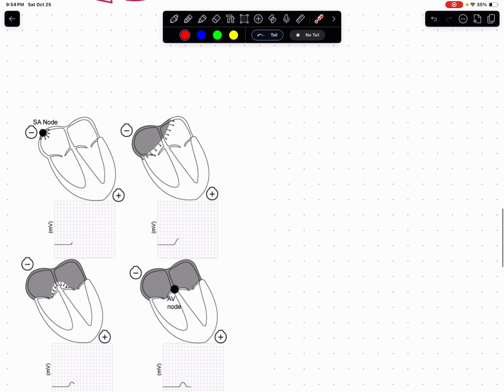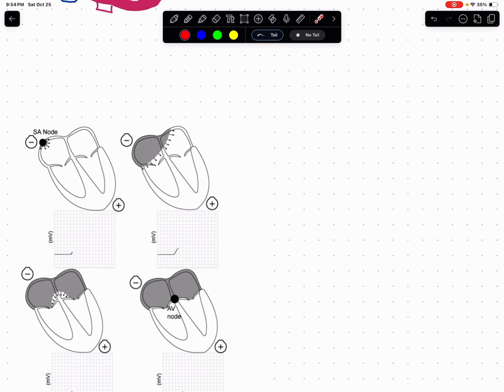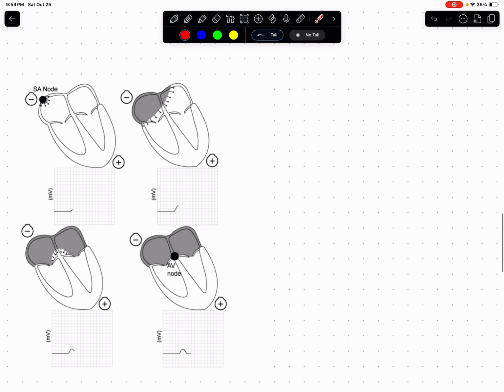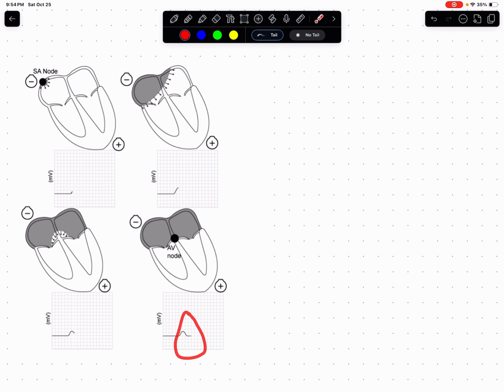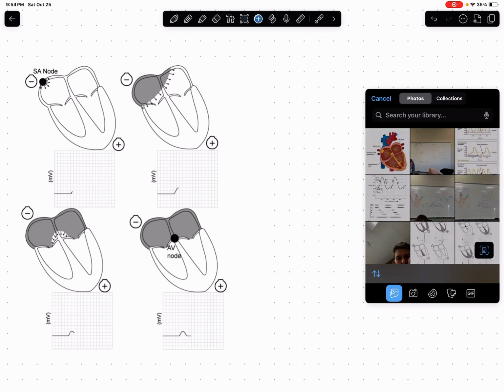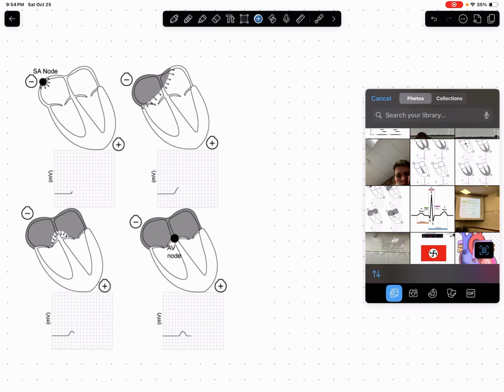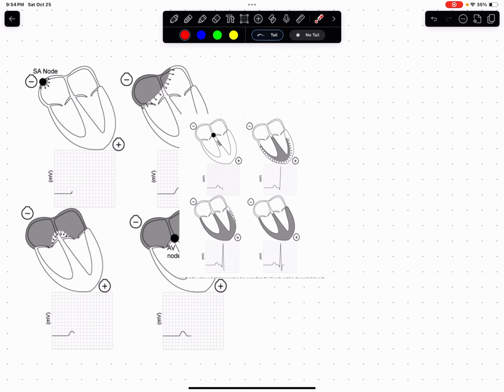I don't really like this picture, but it helps paint a picture for what your graph's doing. This SA node is going to send it through the Bachmann's bundle, and it's going to fill up your atrium. And that right there completes your P wave. And you're going to see at the end what that would look like. But I have more pictures of where we're going with this.